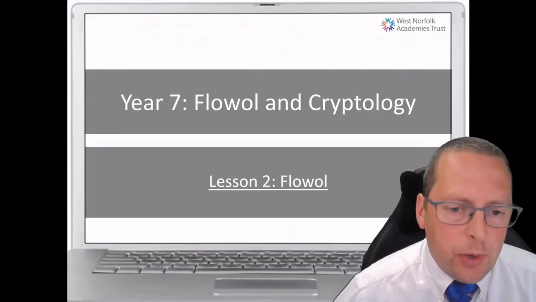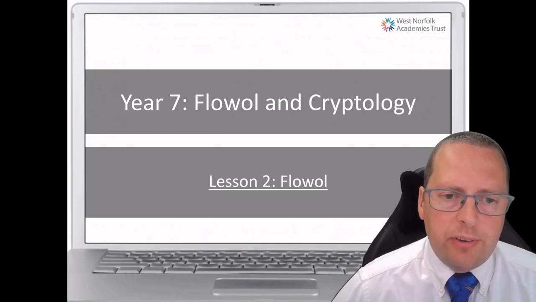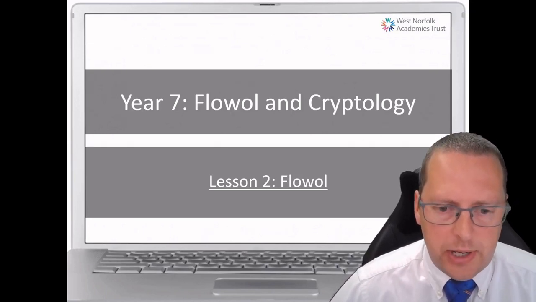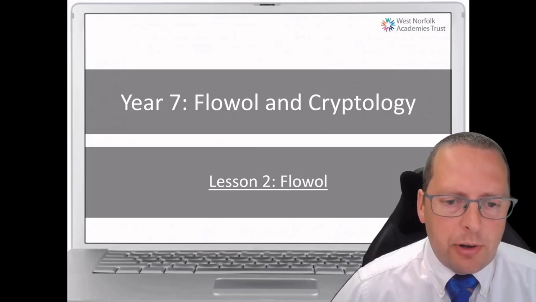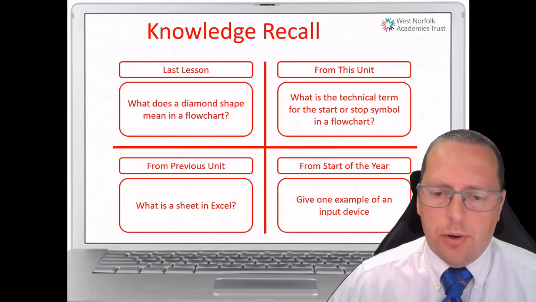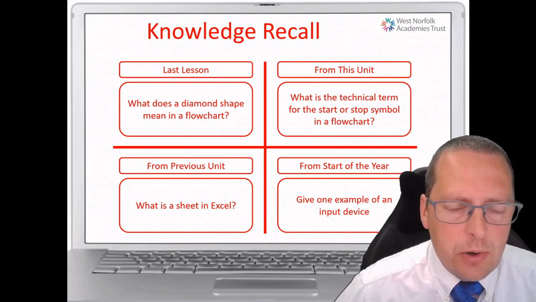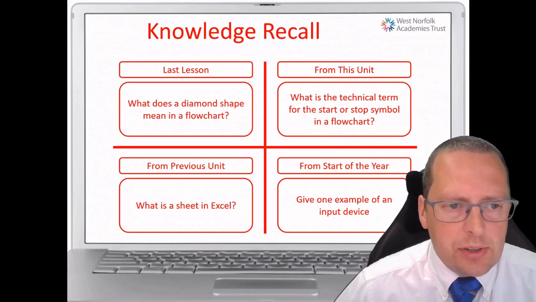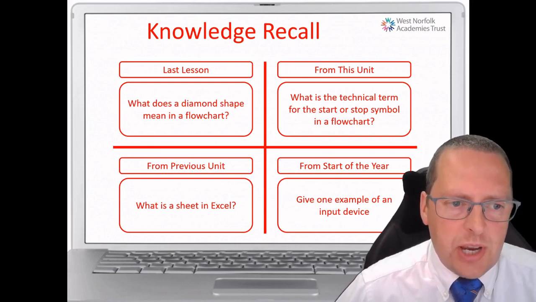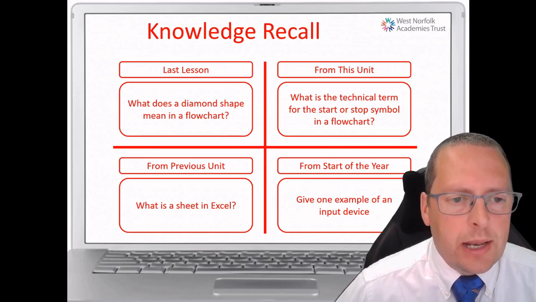In this video we're going to look at Flowol as part of our Flowol and cryptology unit. So Flowol is a bit of software we should be using that works on flowcharts. But before we get on with that, we need to look at our knowledge recall, and the 4 questions that you need to answer are: what does a diamond shape mean in a flowchart? So you learnt that last lesson, you should be able to remember that, recall that information.